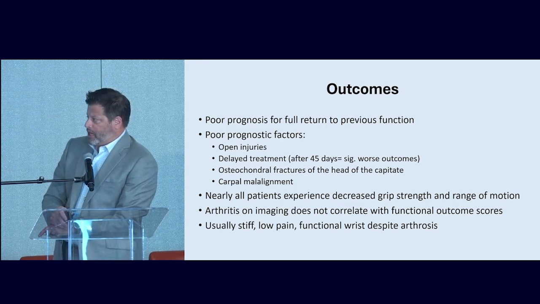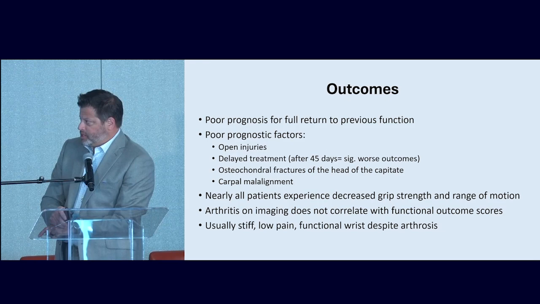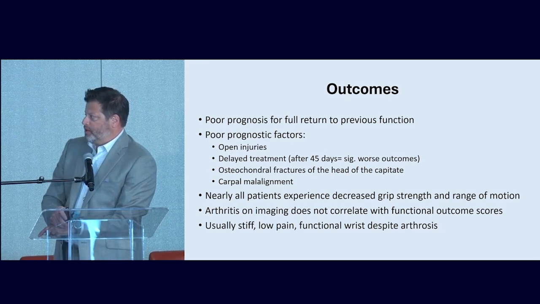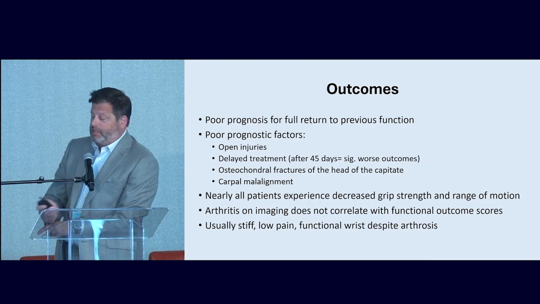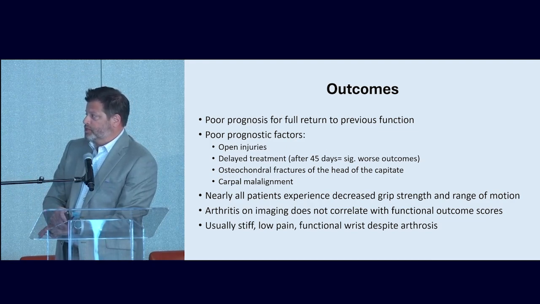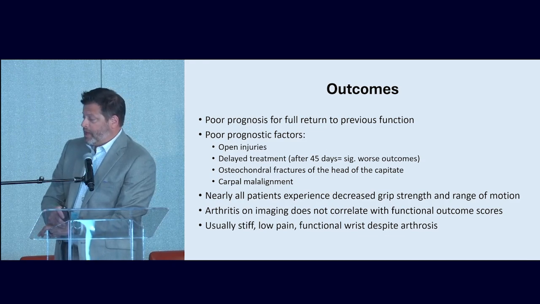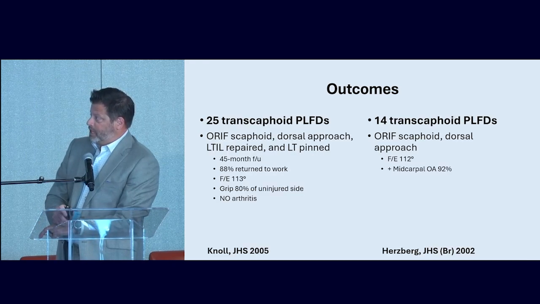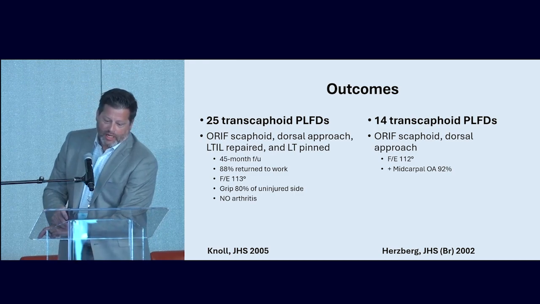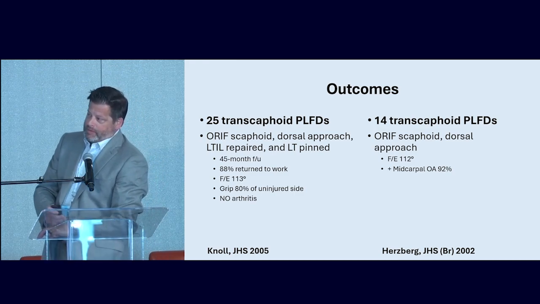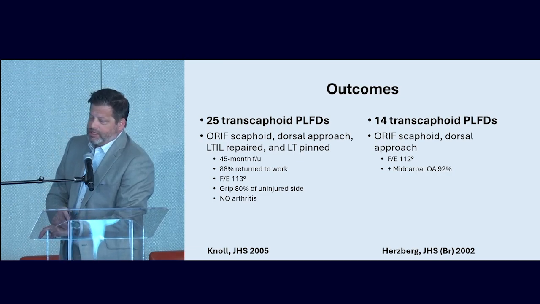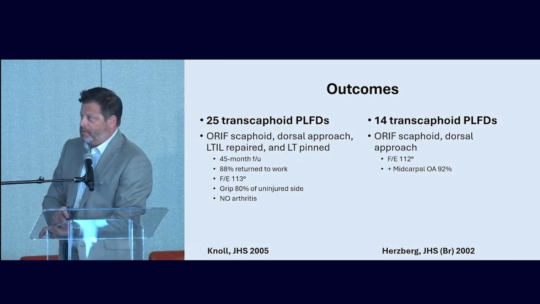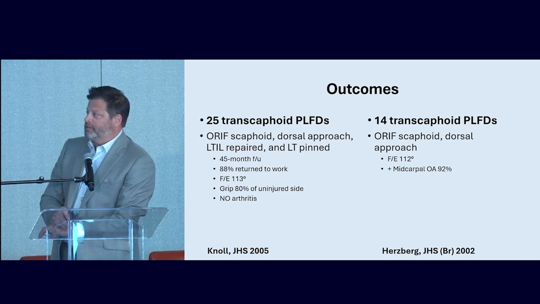Continued carpal malalignment, obviously. Nearly all patients experience decreased grip strength and range of motion. Arthritis on imaging is common, but it doesn't oftentimes correlate with their functional outcomes. They're usually very stiff, and oftentimes they have low pain, which obviously is a good thing in this circumstance. There's not a lot of data in the literature looking at outcomes, and even in our patients, we had 33 patients, and the follow-up rate in our population is very, very low. So it's very tough to get a handle.